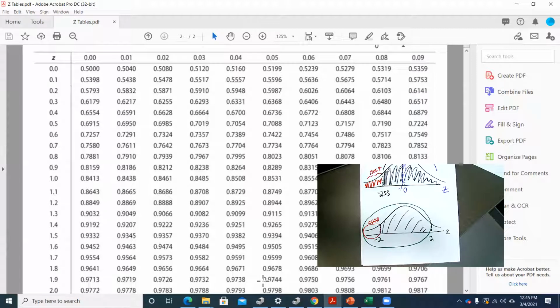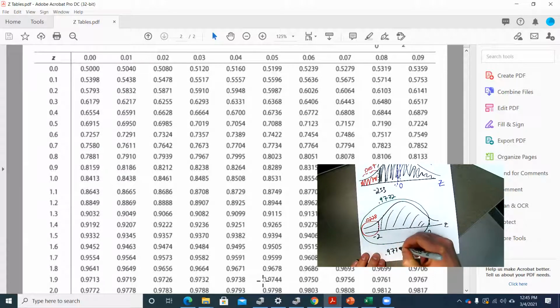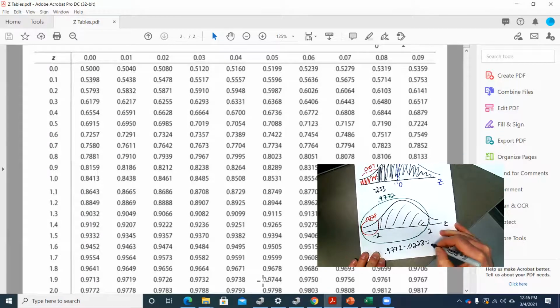So let's keep the color. That green area is 0.9772. So to find the area in between those two, I subtract the smaller area from the larger one. 0.9772 minus 0.0228 gives me 0.9544, I think.